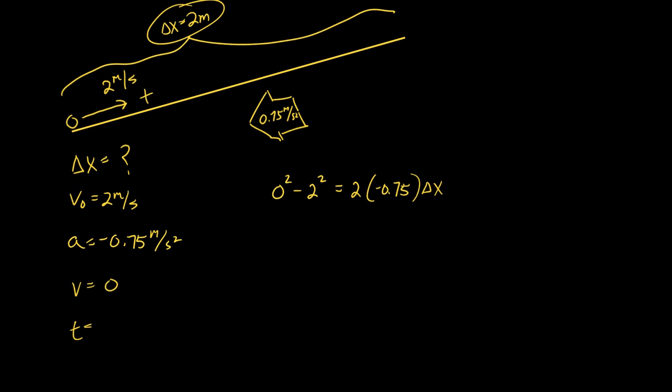We all good? I have a tendency to like fractions more than decimals. So 0.75 is 3/4. That makes this 3 halves. 2 squared is 4, so this is negative 4 times negative 2/3. And that equals delta x. So that's 8/3. So that's going to be delta x is 2 2/3, or 2.7 meters.